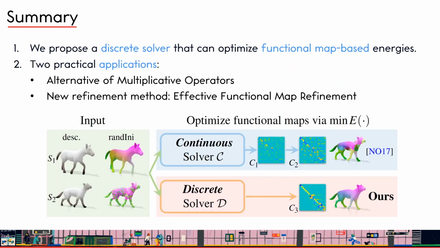In summary, we propose a discrete solver that can efficiently optimize different functional map-based energies. This leads to two practical applications. The first one is to replace the multiplicative operators that are commonly used in the functional map pipeline. The second application is a new refinement method that combines different functional map-based energies and outperforms the baselines in the SHREC'19 challenge. Our work still has some limitations.